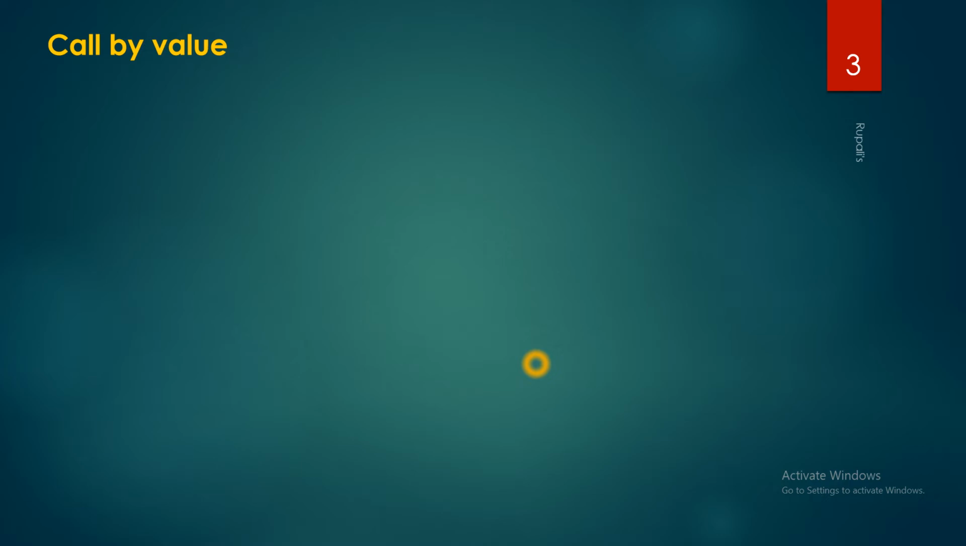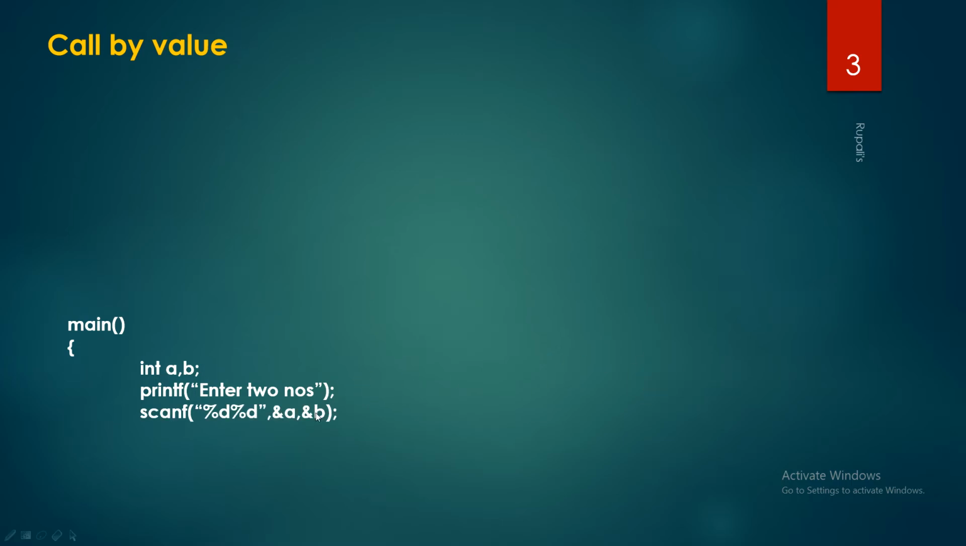So what is call by value? See, I am declaring a main function and taking two variables a and b, and getting the values from the user. Say the user gives a equals 10 and b equals 20, and then I am calling a function swap v. The purpose of this function is to swap the values between a and b. A becomes 20 and b becomes 10. That is the purpose of our function swap v.